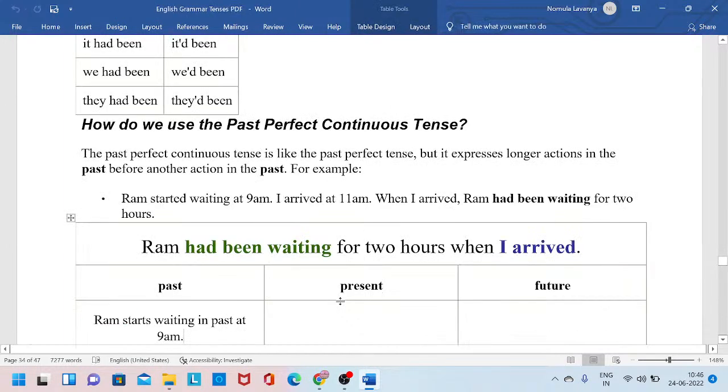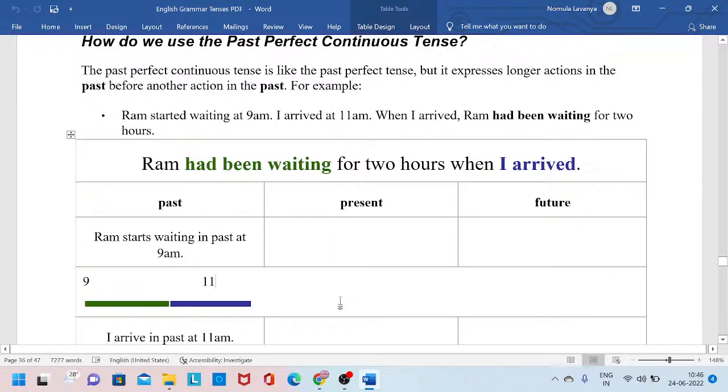So, the past perfect continuous tense expresses a longer action. The continuous tenses mean it has a long action. So it is a long action in the past before another action in the past. Okay, here we have an example. Ram started waiting at 9 a.m. I arrived at 11 a.m. When I arrived, Ram had been waiting for 2 hours.